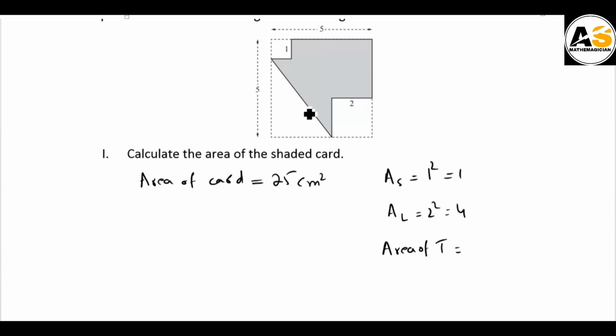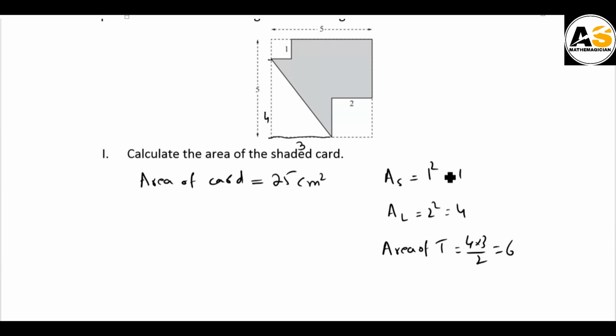For the area of the triangle, what is this side? This is 1. And what is this whole side? This is 5. So this length will be 4. Similarly, this length is 2, the length of this square, and this whole side's length is 5. So this length will be 3. So area of triangle will be 4 into 3 over 2, 6 centimeter squared.